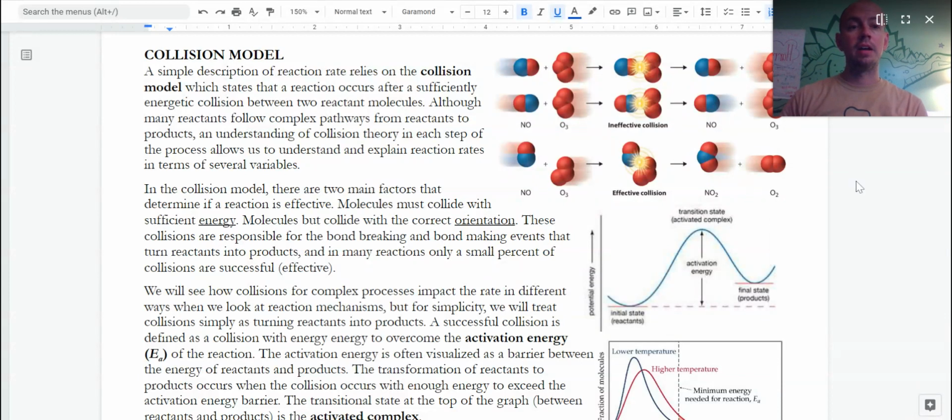They have to collide with the correct orientation, and they have to collide with enough energy. So those two factors are very important. The energy is important because as these collide, whether they're correct or incorrect, we also have to account for the fact that we are breaking a bond within a molecule, which requires energy. We are making a bond in another molecule, which releases energy. And it's those bond breaking and bond making events that actually turn reactants into products. Only when we can collide in the way that allows for that do we call a collision successful.